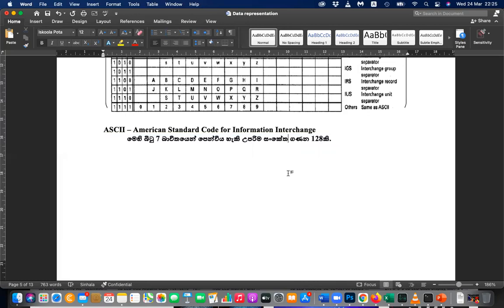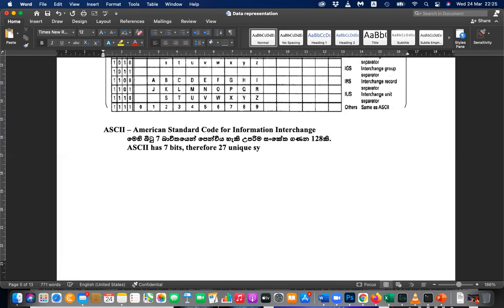So let's focus back on the American Standard Code for Information Interchange. We have a lot of relationships with the Americans, and that's why I talk about it. Here you have 7 bits, unlike EBCDIC, which has 8 bits. ASCII, pronounced as ASCII, American Standard Code for Information Interchange, has 7 bits. Therefore, 2 to the power 7 unique symbols.